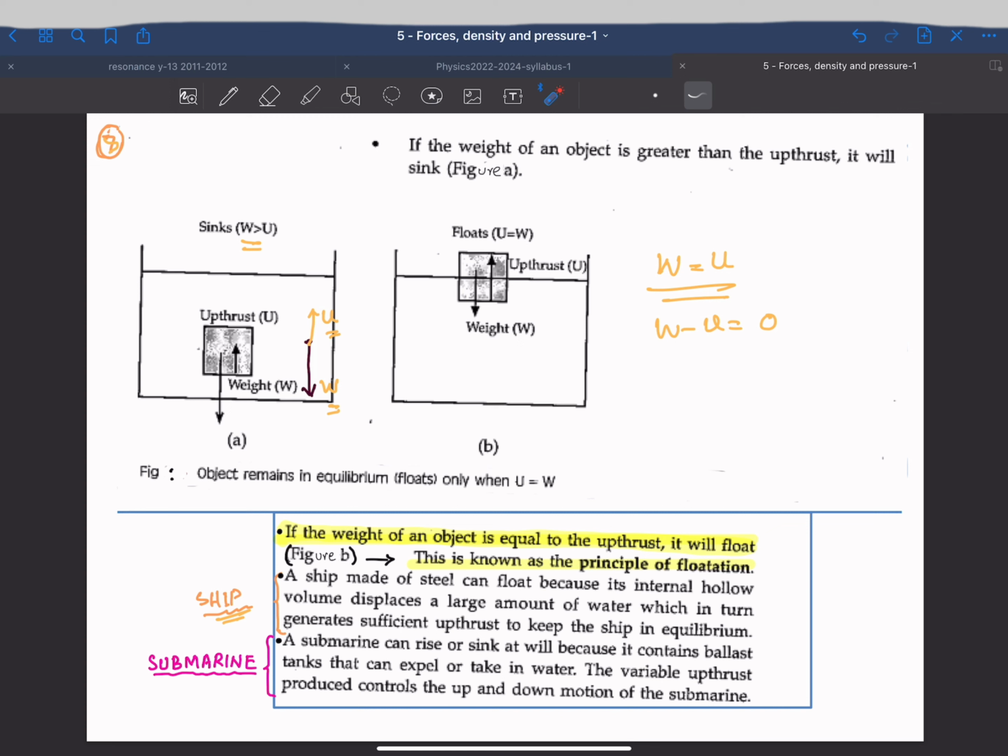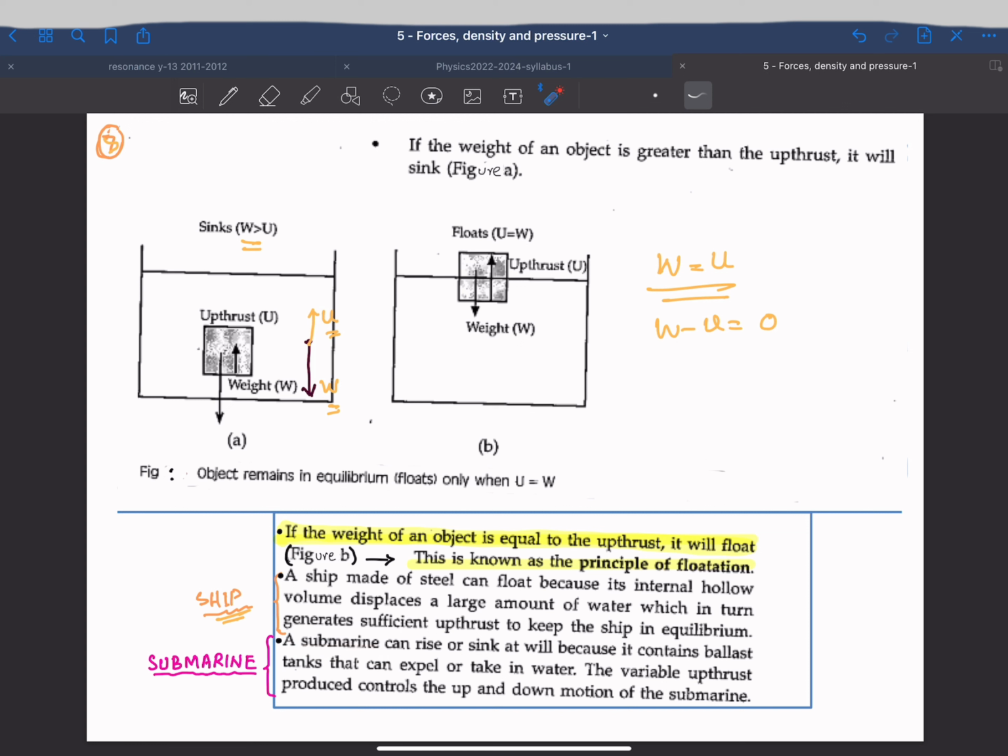On the other hand, if you consider the example of a submarine, what will happen? Actually, in the case of a submarine, what will be the situation? A submarine can rise or sink at will. And if you want to take the submarine towards the bank of the river, you can do it.